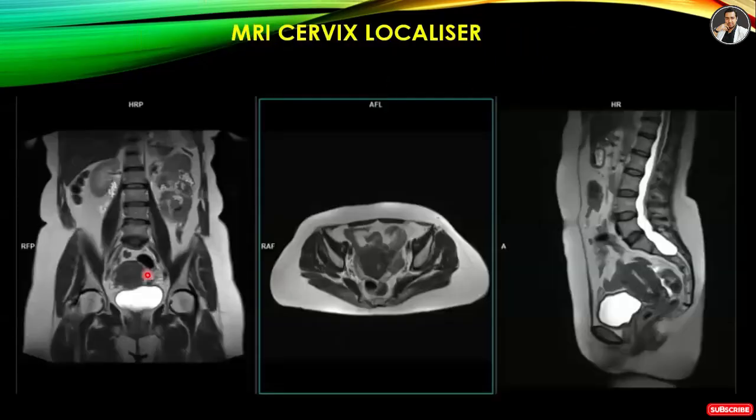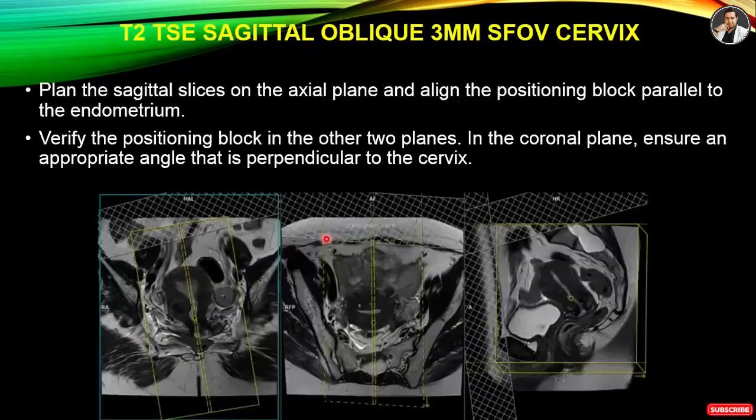The cervical localizer is like the previous one. We will give the plan in the form of a sagittal oblique. Plan the sagittal slices on the axial plan. Align the positioning block parallel to the endometrium.